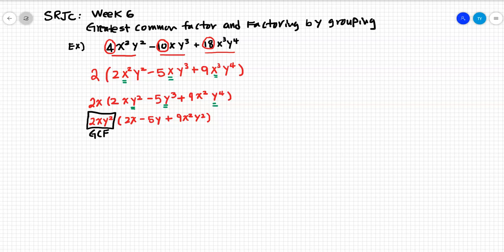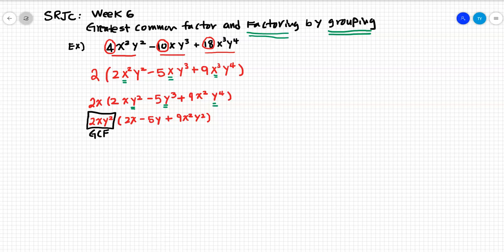Now the other thing that we're going to have to learn is something called the grouping method. Okay, so I'm going to show you how to use the grouping method. Now this is going to be a factoring though, right? Factoring by grouping. So before we get to that, I'm going to show you what this means here.